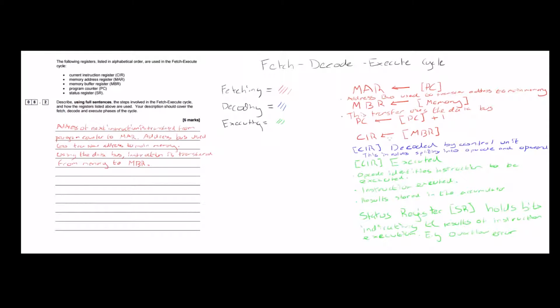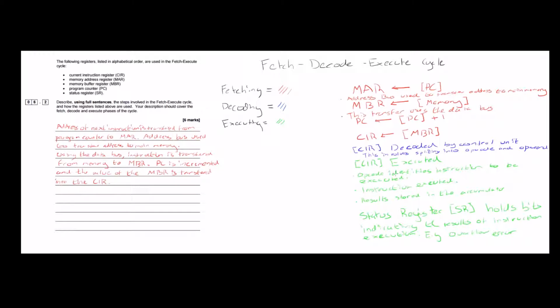Okay, the last bit of our fetching part of the cycle is that the program counter is incremented, so the program counter is equal to the program counter plus 1. And then the instruction in the memory buffer register, which we've just transferred from memory, is transferred into the current instruction register. So I'll just write that in now.